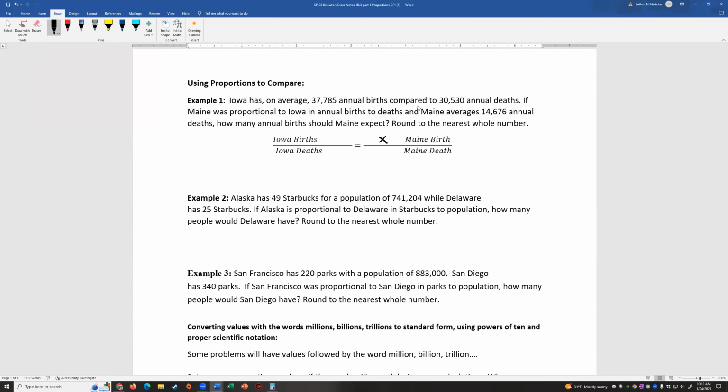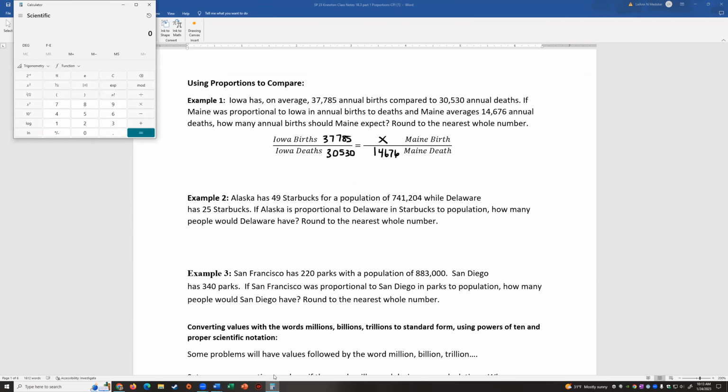So we have Iowa births is 37,785. Iowa deaths is 30,530. And Maine deaths are 14,676. So we're going to cross multiply. Some of these I won't write out all of my work just to save time. But you should practice doing at least one step of writing your work where you do the cross multiplication step. And then that's the one we know. And then this is 30,530x.